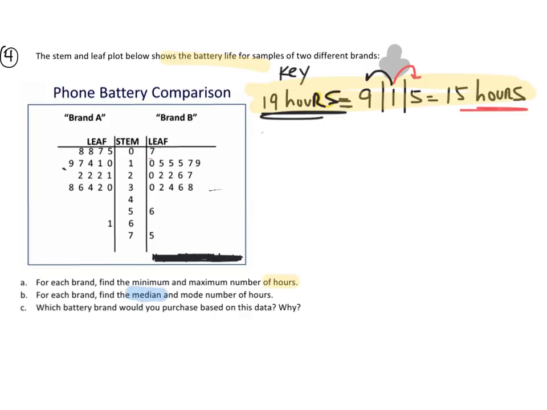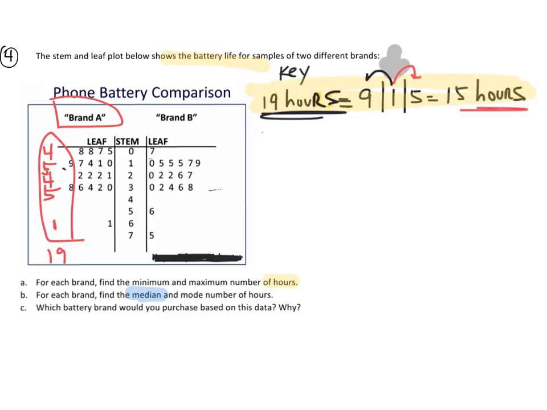As far as the median goes, that's a little more involved. Here I'm going to count the total number of data. First we'll deal with brand A. So it looks like here we have 4 leaves with a stem of 0, 5 leaves with a stem of 1. Looks like I have 4 with stem of 2, I have 5 with a stem of 3, and then a 1 for a stem of 6. So here is my total number of data. If I add those up, it looks like there are 19.